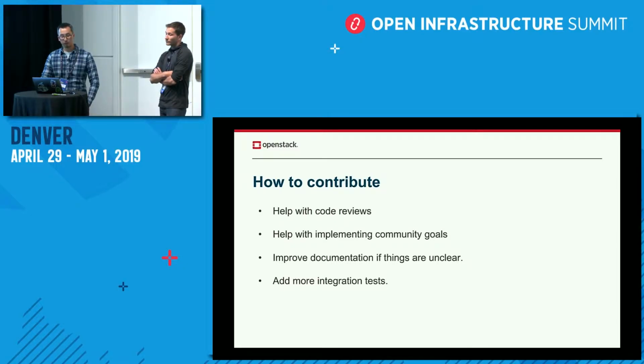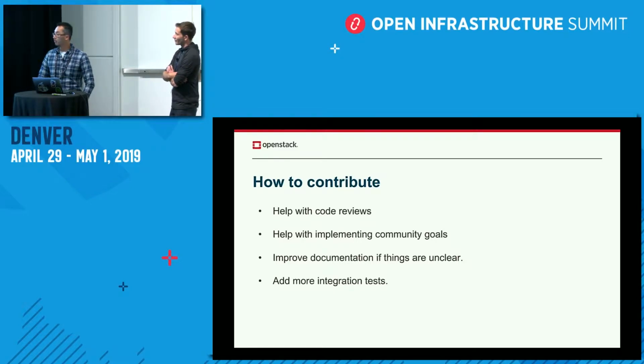And again, if you want to contribute, we can definitely use help with code reviews. We also definitely need help with implementing community goals, because those are things that anybody can jump in and tackle. Documentation is another area that we could use help with. And integration tests is also an area. We have a few integration tests right now that run with Tempest, but I think we could always use more and improve on that. We could use some major help there.